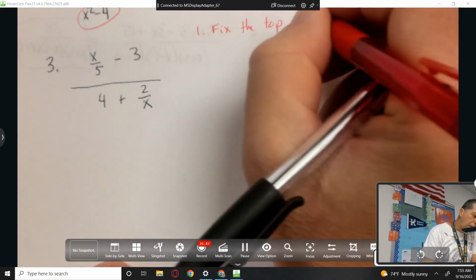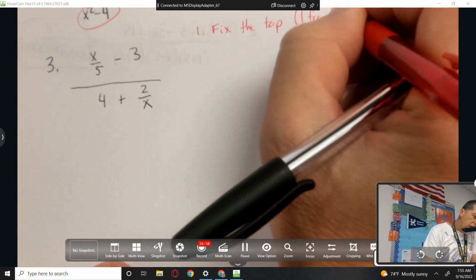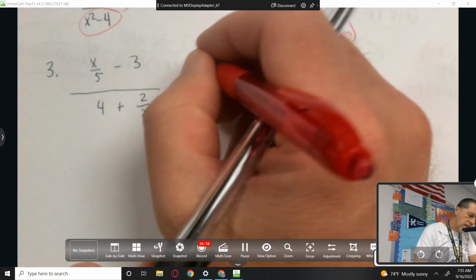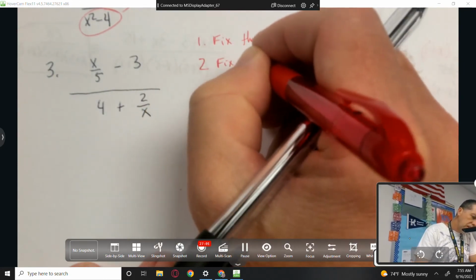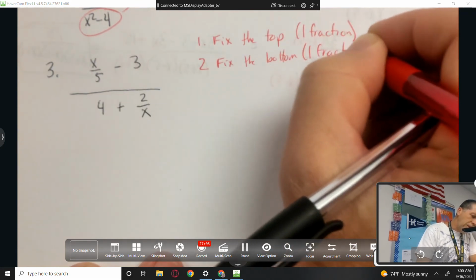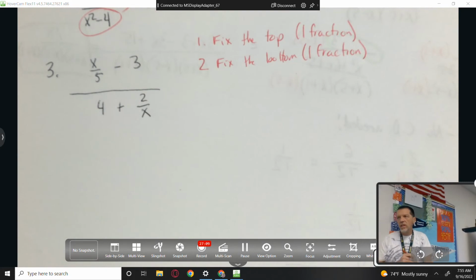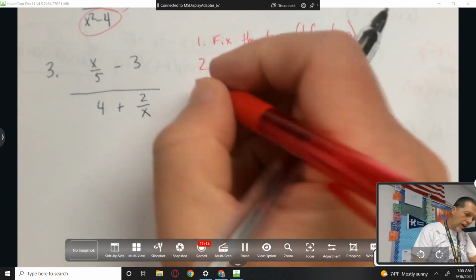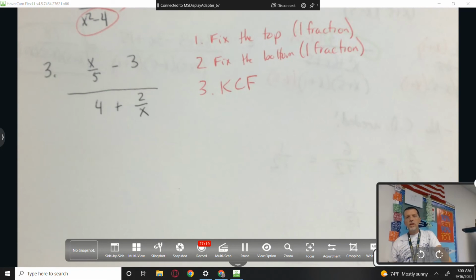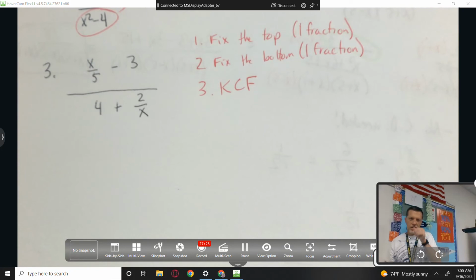I'm going to fix the top, and by fix it I mean make it one fraction. So that's a subtraction problem. Then I'll fix the bottom. And again, by fix it, I mean make it one fraction. And then I'll have one fraction over another fraction, and I will be eligible to keep it, change it, flip it. So this problem has add, subtract, multiply, and divide in it, all of them.